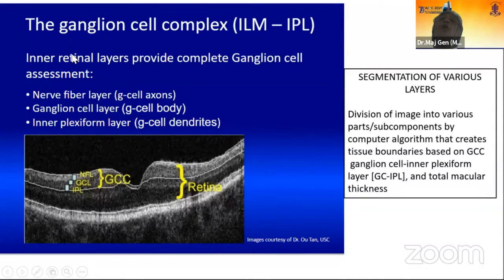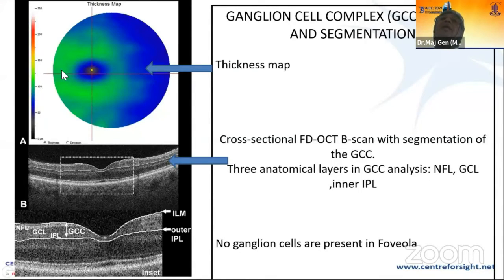So just to show you the inner retinal layers, this is what we are measuring with the help of the Optovue. There's the B scan, which shows the entire GCC complex, and the software then segments it into the various layers by the algorithms present. So this is how the GCC looks. This is the thickness map. As you can see, this is nice and blue, and this green, which shows that it's a good layer.